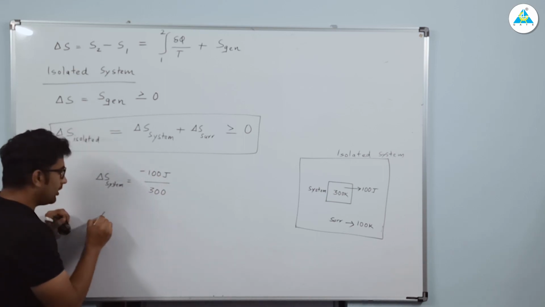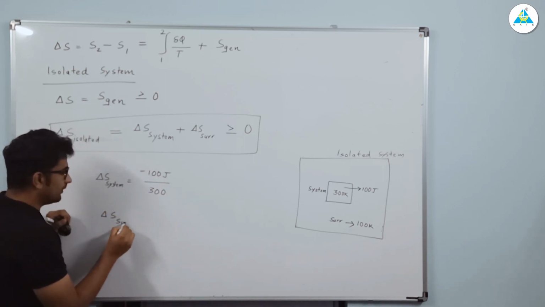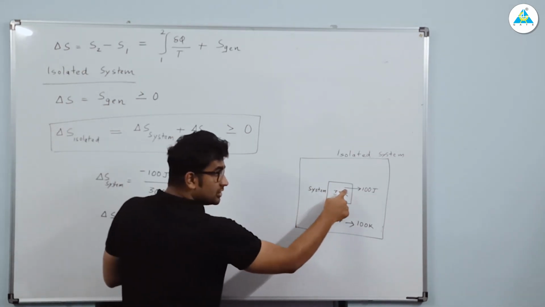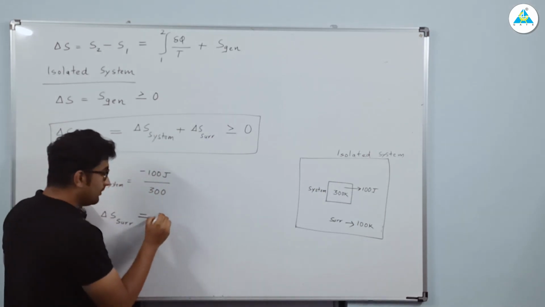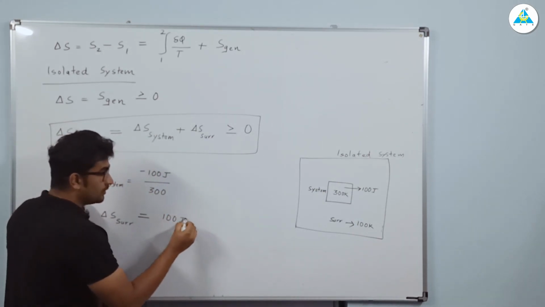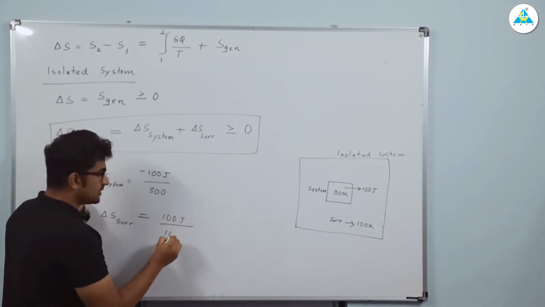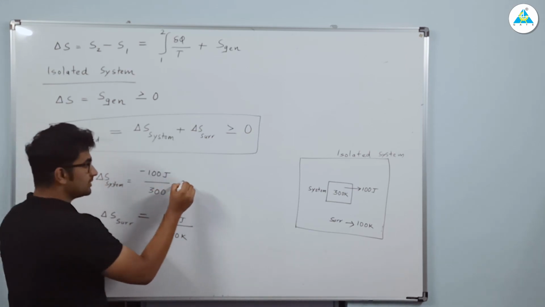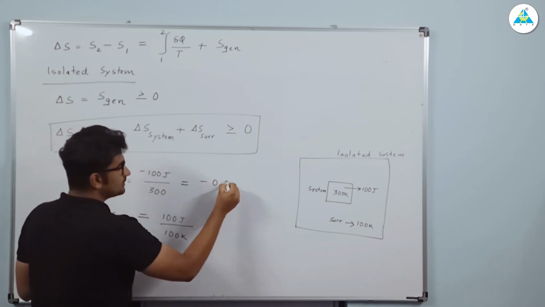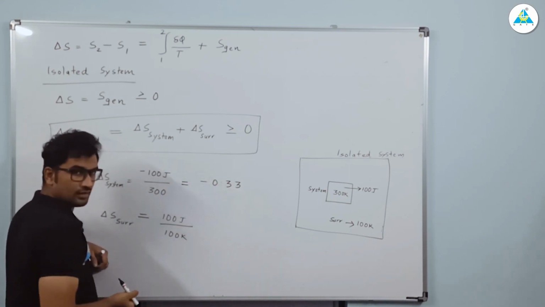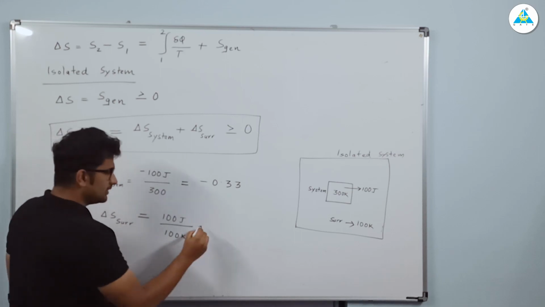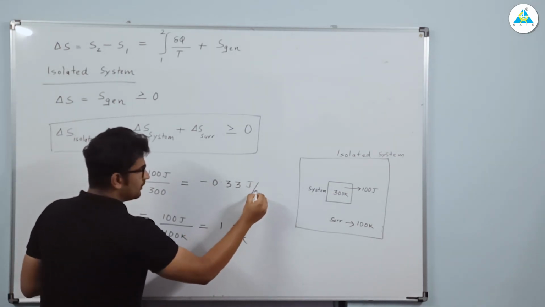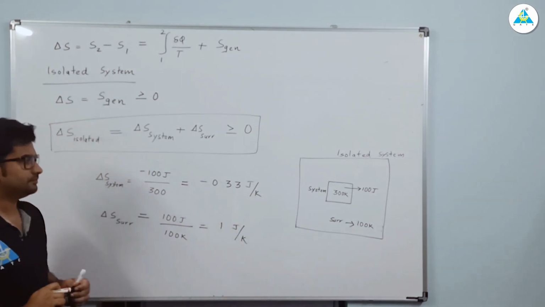Now what about the entropy change of the surrounding? 100 joule is added to the surrounding, so it will be positive 100 divided by the temperature, which is 100 Kelvin. So the system value is minus 0.33, that is 1 by 3, and the surrounding value is 1 joule per Kelvin.